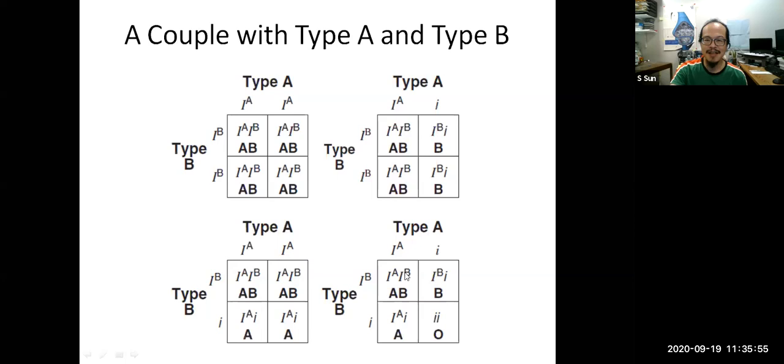If the parents are AI, BI, it's still type A, type B, but the kids will be AB, BI, AI, and II. II will be O. So in this case, type A married to type B, the kids will have AB, A, B, and O. Okay, everybody has one chance. So that's the blood typing.